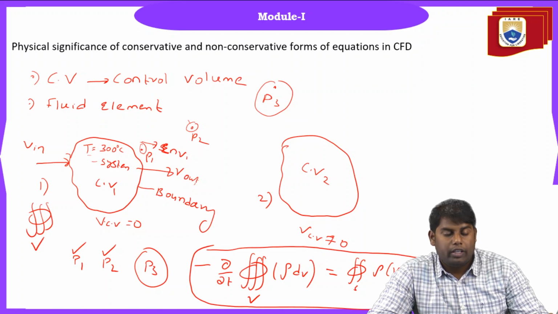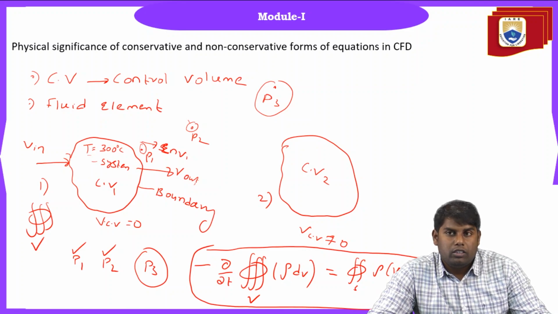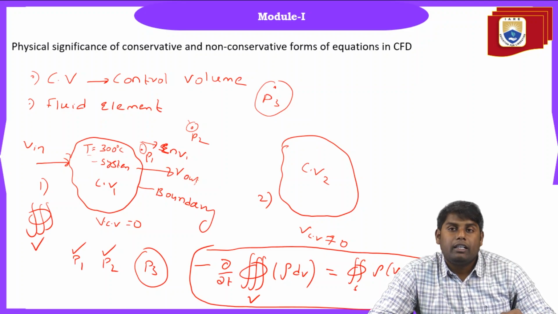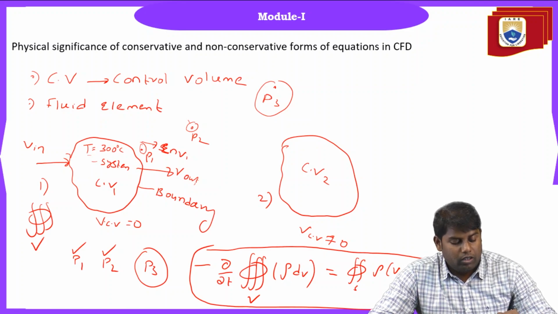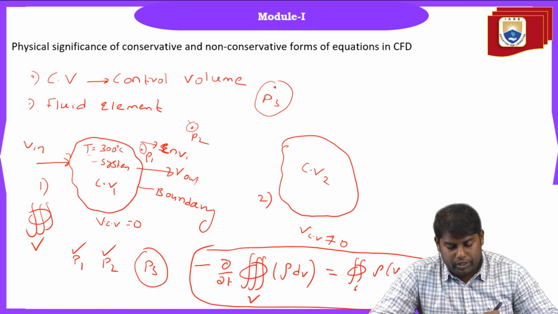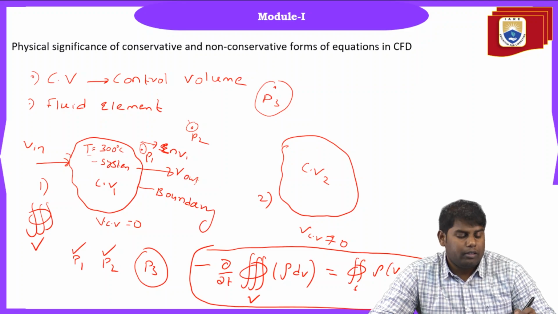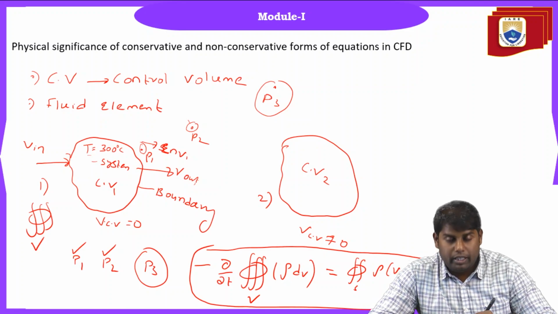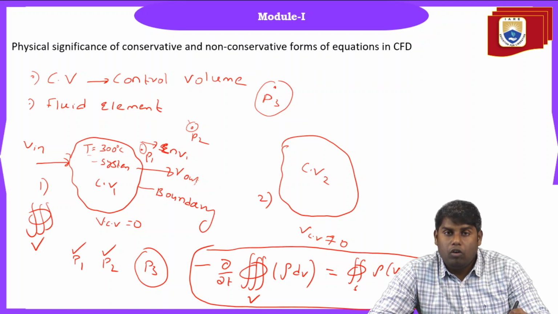Fine. So here you can see clearly ∂/∂t of the volume integral ρ dV is equal to the surface integral ρ V dot dS. The negative symbol shows the decrement inside the control volume, and ∂/∂t is the change happening inside, and ρ dV is nothing but the mass which is changing inside the volume. And ρ V dot dS is nothing but the flux which is leaving the surface. Here the velocity is absolutely the flow velocity.